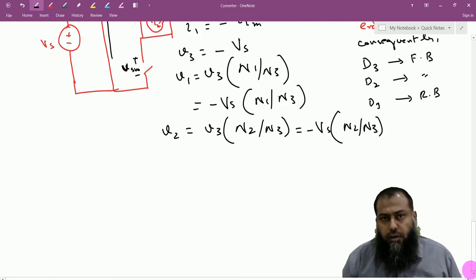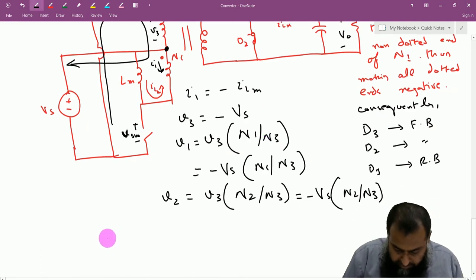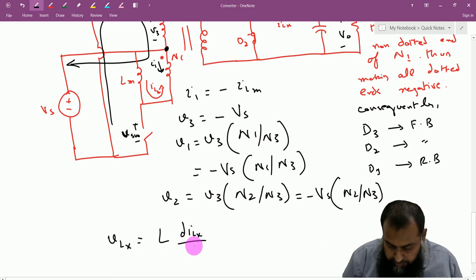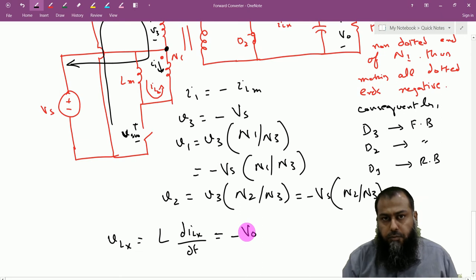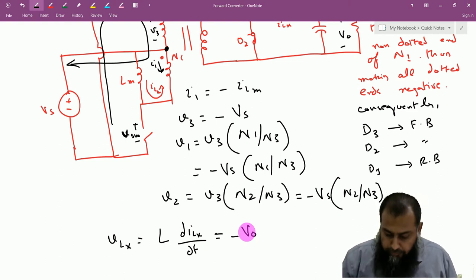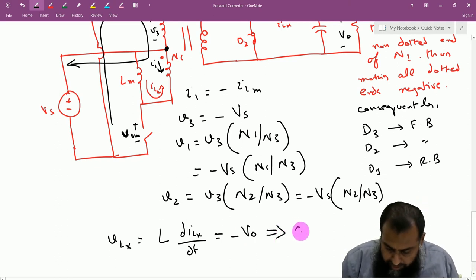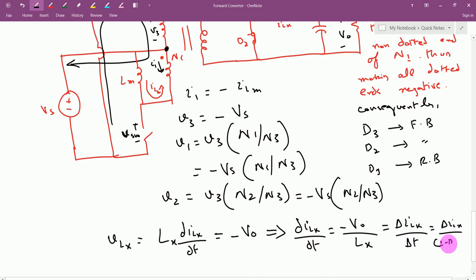The next thing here is to now establish what is the voltage across the inductance which is connected on the secondary side, LX. To find that, VLX is equal to L dILX over dt. This is the standard expression, and that is equal to minus V0, because there is no voltage connected from the N2 winding, because this D1 is now reverse biased. So that is equal to minus V0, and therefore we have dILX over dt equal to minus V0 over LX. And this represents that the current will decay linearly at a rate equal to minus V0 over LX. And that again is equal to delta ILX over delta T, and that is equal to delta ILX over (1 minus D) into T.